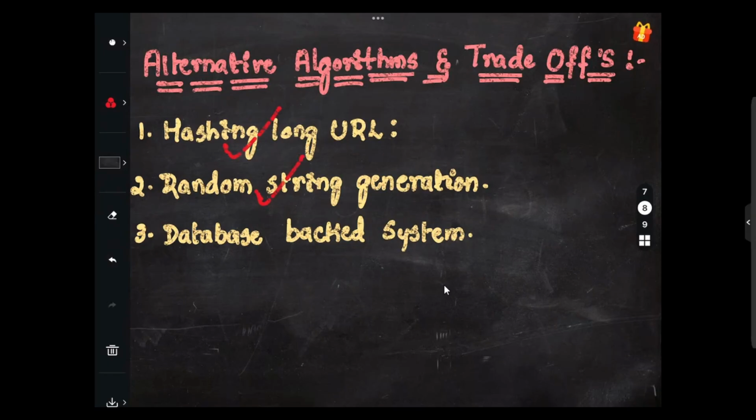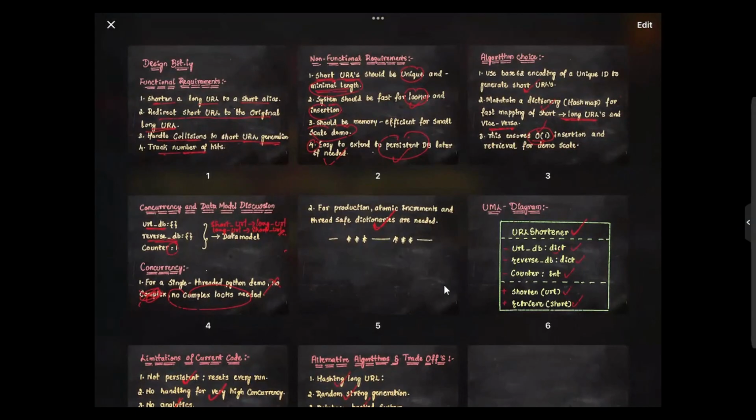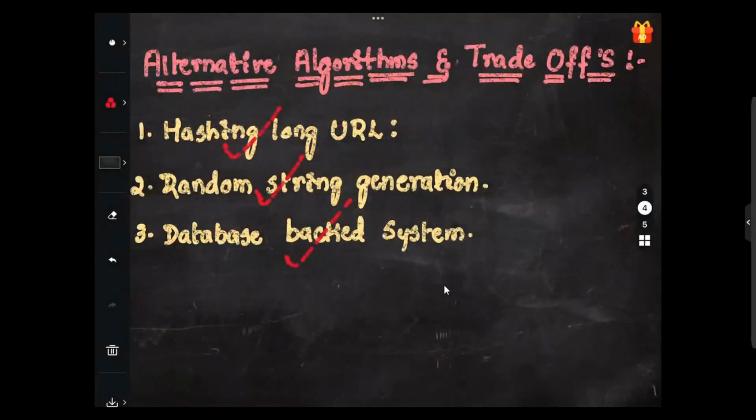Yeah. So this is it for designing a URL shortener similar to Bitly, right? I hope whatever we discussed is completely clear. We went step by step. One is functional and non-functional requirements. Then we went with the concurrency and the data model discussion.